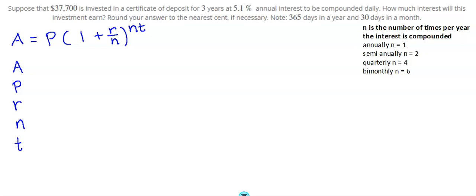Suppose that $37,700 is invested in the certificate of deposit. That's how much money you're putting in. That is your principal. So $37,700 is going to be our P.